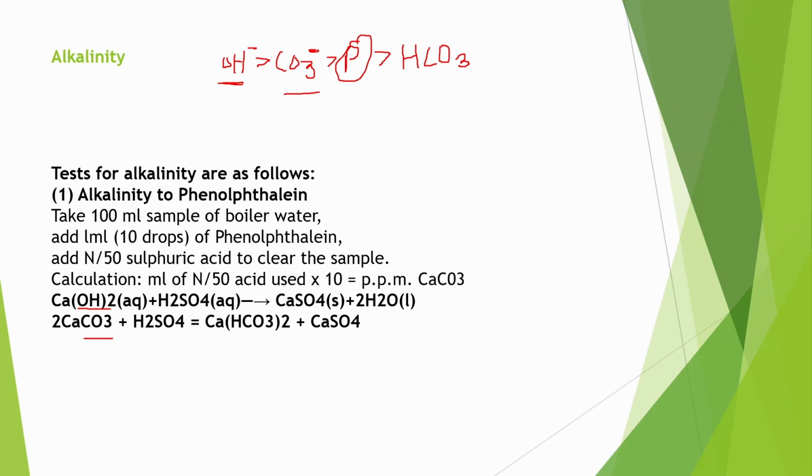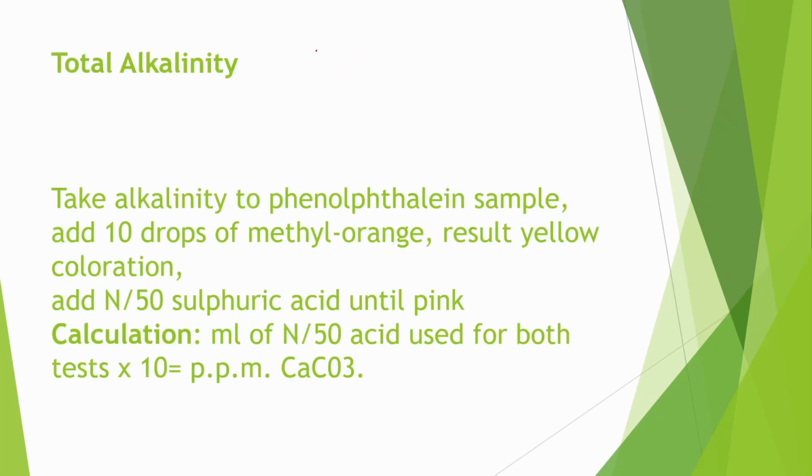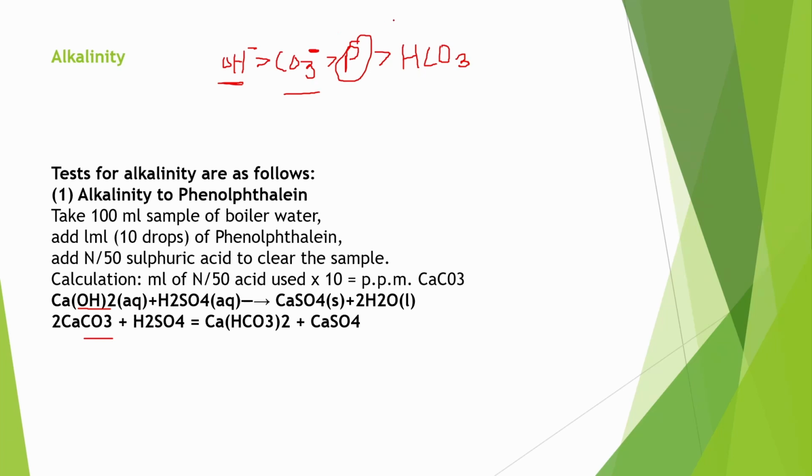So what will we do after that? We will study about T alkalinity. So in T alkalinity, after that we can add methyl orange also. Methyl orange is less alkaline than bicarbonate also. So once we add methyl orange, it will give us alkalinity due to OH minus, CO3 minus and HCO3 minus. तो इन तीनों की वजह से अपने को जो alkalinity मिला वो हमको मिथाइल ऑरेंज देगा. So that is T alkalinity test.